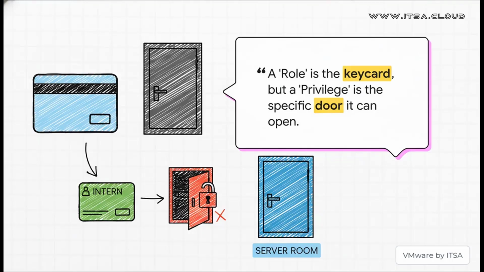So, if there's one thing you really lock in, let it be this. A role is the key card itself, but a privilege is the specific door it can open. See, an intern can have a key card, that's their role, but it sure isn't going to open the door to the main server room. That difference is absolutely crucial.